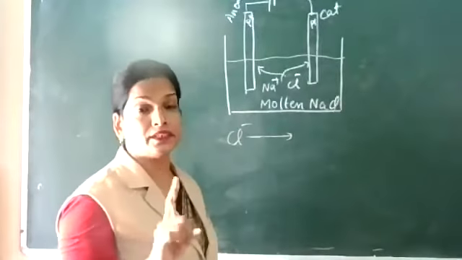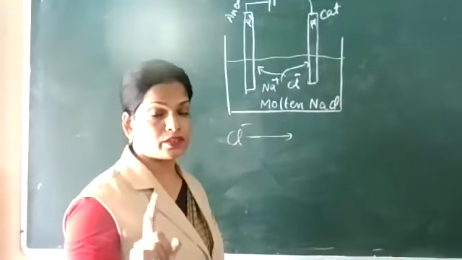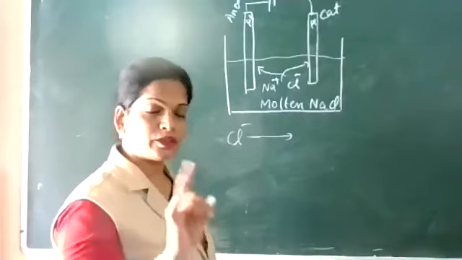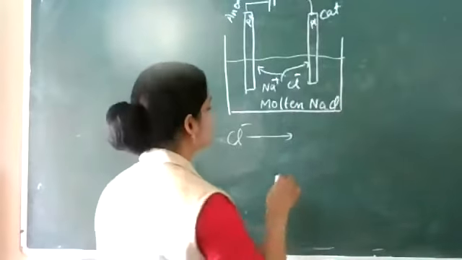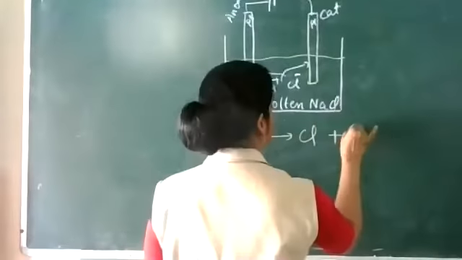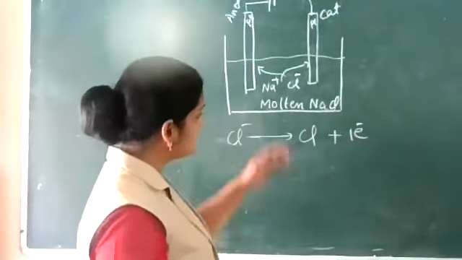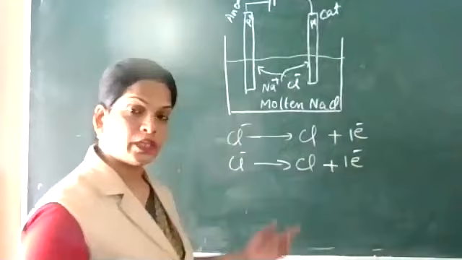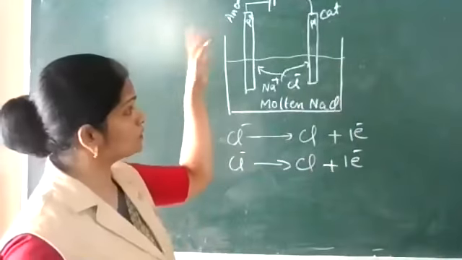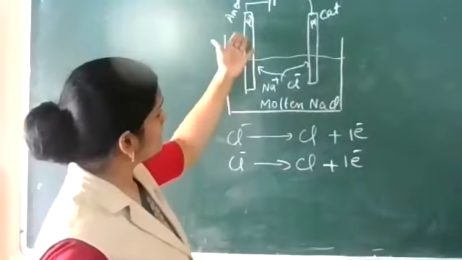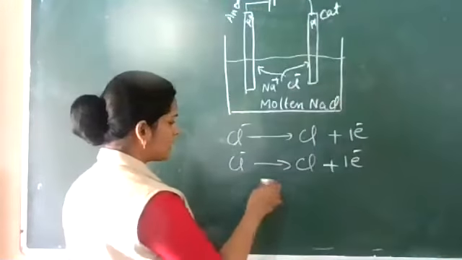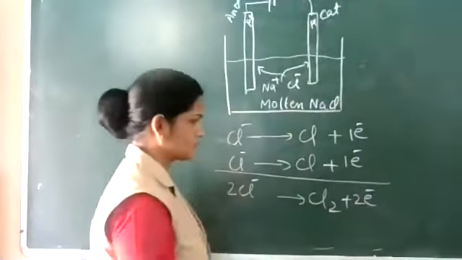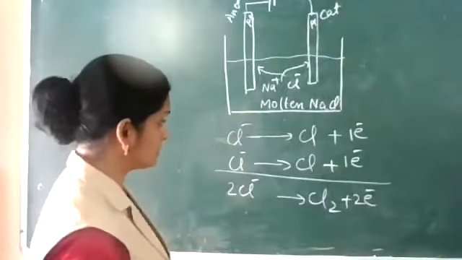At the anode what takes place? Anodic oxidation. Whether it is electrolysis or an electrochemical cell, anode means oxidation. Of course, the signs are different, but oxidation takes place. So we will be losing an electron, oxidation. Cl minus gives up an electron, and these electrons will be moving through the wire. So 2 Cl minus changes to Cl2 and 2 electrons. This is the anode reaction.